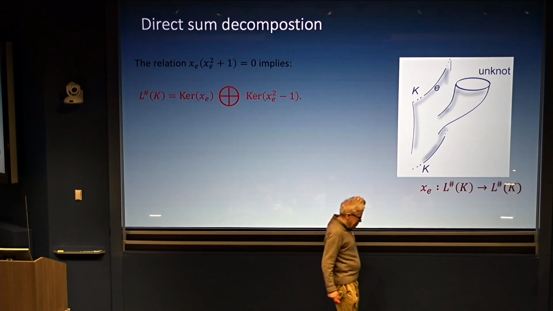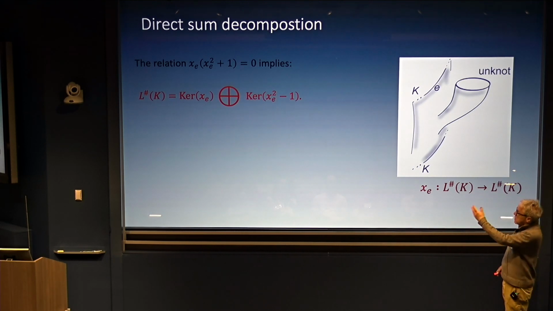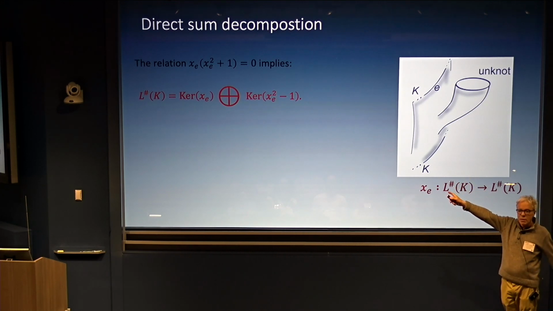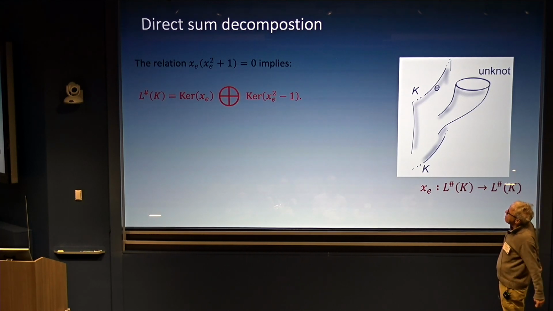Just for one operator, because x times x squared plus 1 is 0, there's a direct sum decomposition of the kernel of x and the kernel of x squared. I don't know why I wrote x squared minus 1. It's mod 2, x squared plus 1. Direct sum of the 2 kernels there. There's one such decomposition for every edge, but they all sort of commute, so they're all consistent.